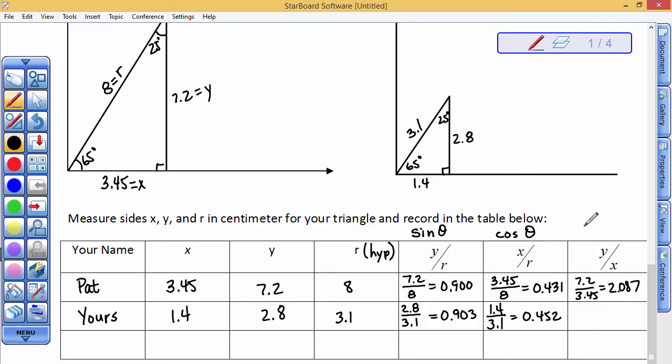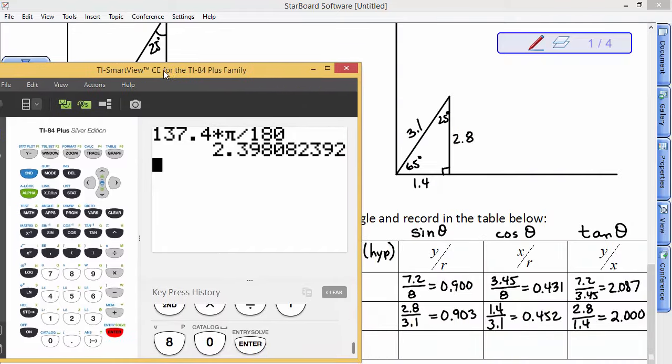Finally, I didn't state that this last trig function is called the tangent of an angle, and it's defined as y divided by x. It's always this value divided by this value. So your y value is 2.8, and your x value is 1.4, and when you divide those out, you get 2. I like to carry the values of my trig functions to the thousands place, so I'm writing that as 2.000.